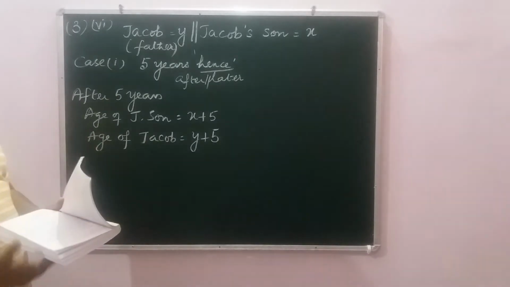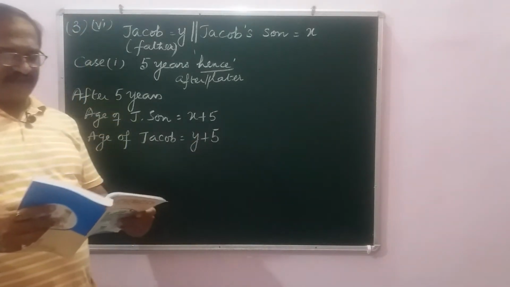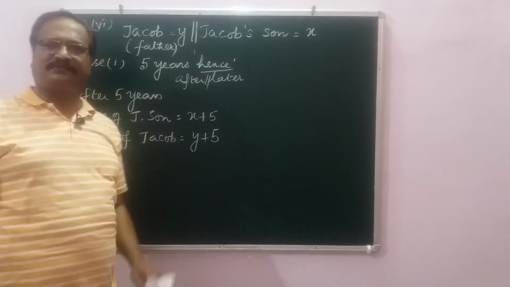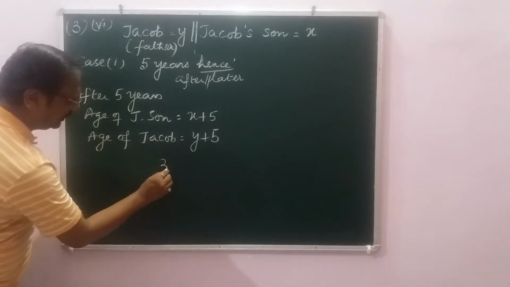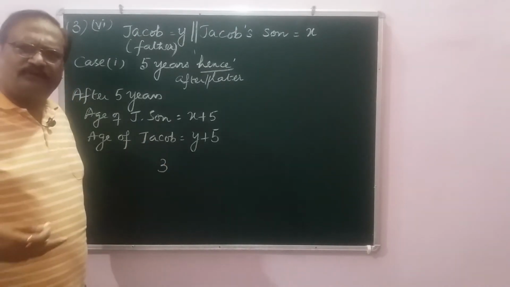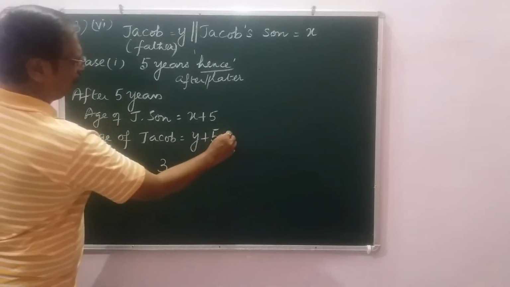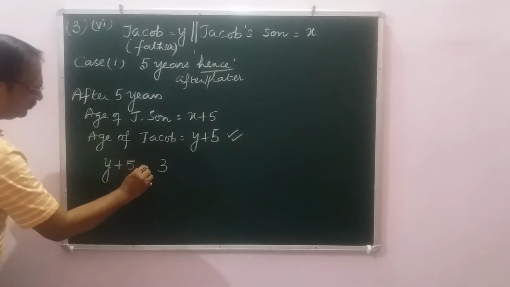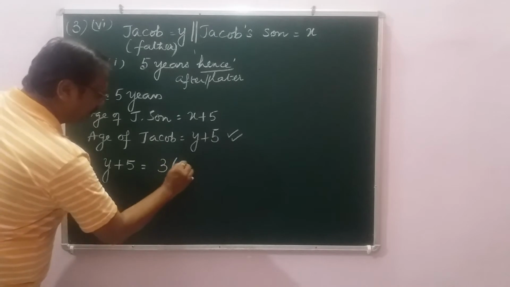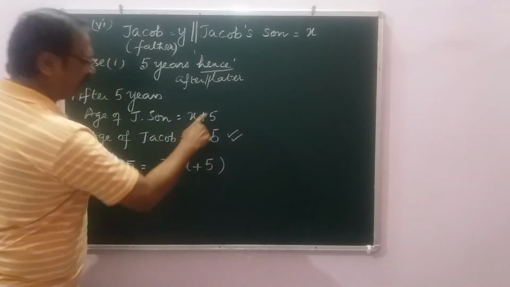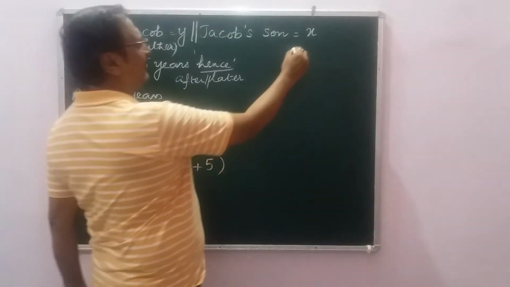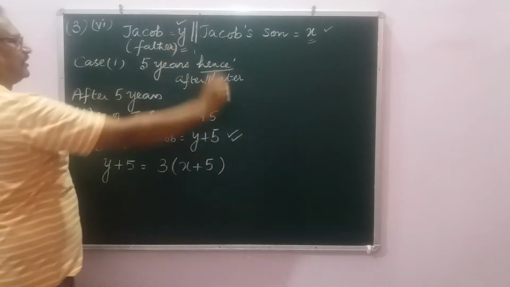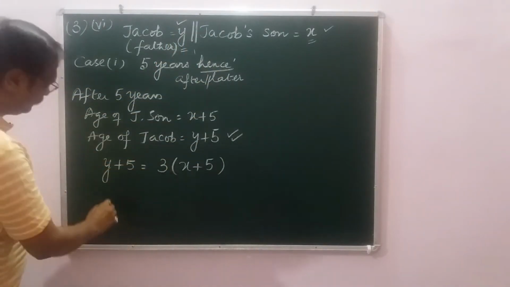It is said that after 5 years, the age of Jacob will be 3 times that of his son. Whose age will be 3 times that of his son? Jacob's age. Jacob's age is Y plus 5, and that will be equal to 3 times that of his son, that is X plus 5. Because we assumed X as Jacob's son's age and Y as the father Jacob's age. Do you find this the equation? Let us solve it.